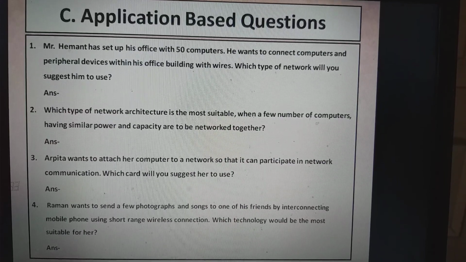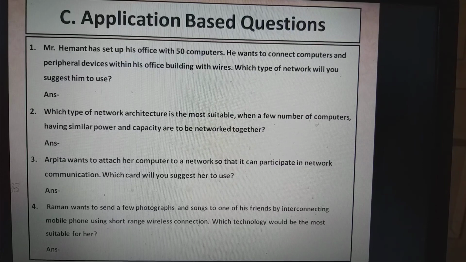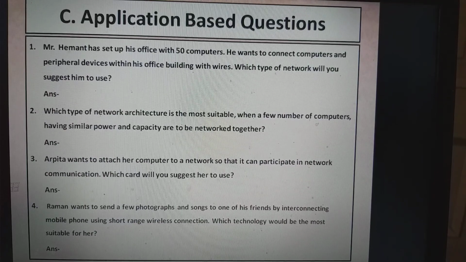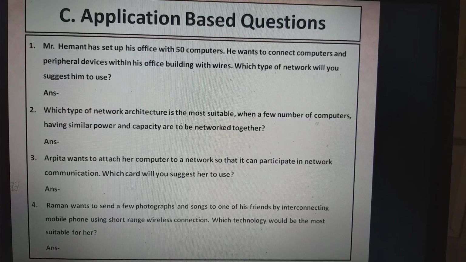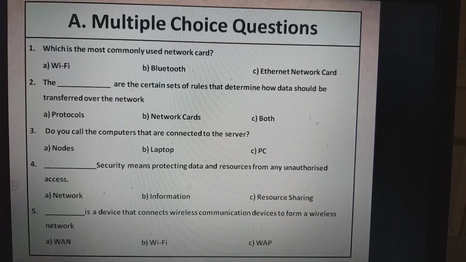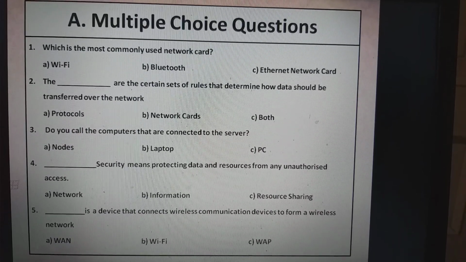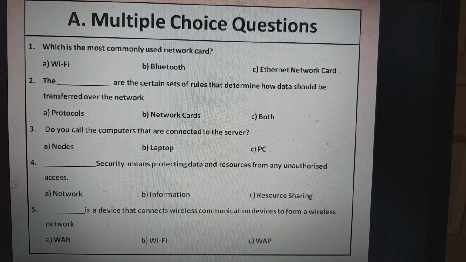Now number 4. Raman wants to send a few photographs and songs to one of his friends by interconnecting mobile phone using short range wireless connection. Which technology would be the most suitable for her? Here, short range wireless connection is mentioned, so the answer will be Bluetooth. Now, we will discuss and solve multiple choice questions from this chapter. Number 1. Which is the most commonly used network card? The options are Wi-Fi, Bluetooth, Ethernet network card. So the answer will be Ethernet network card.